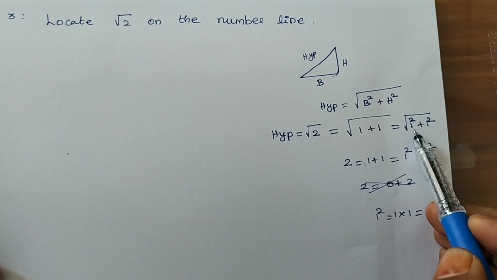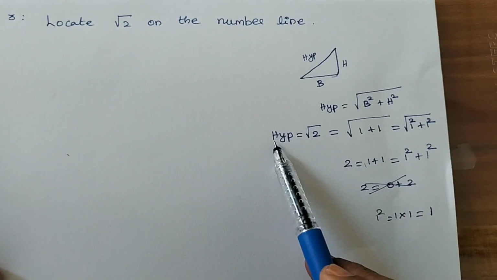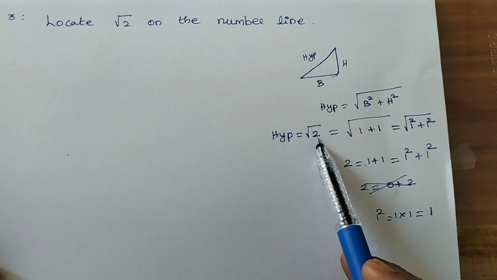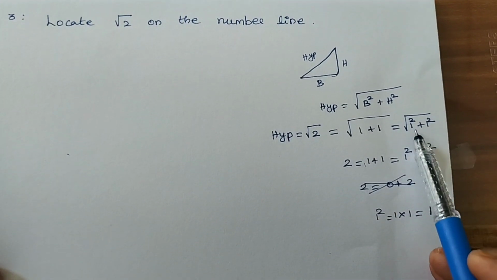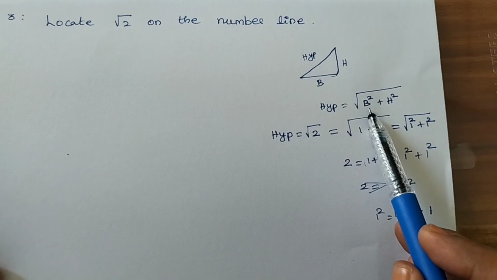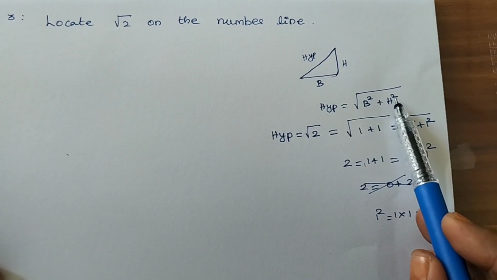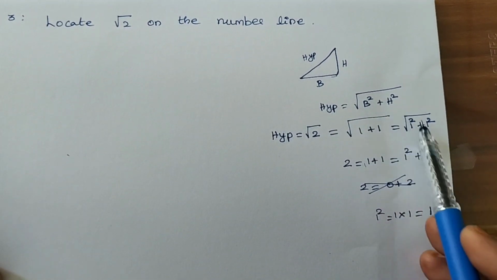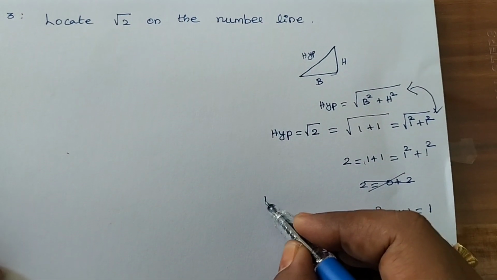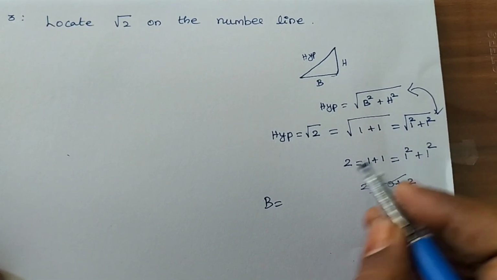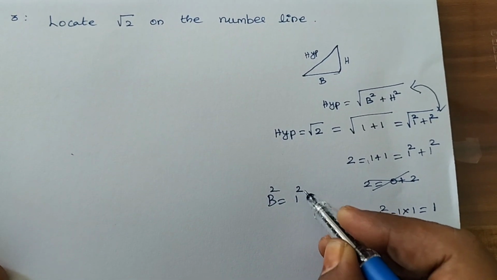Now compare this one and this one. I am taking hypotenuse equal to root 2, and this value is root of 1 square plus 1 square. One value is base square, one value is height square. So comparing this and this, what can I write? b square is equal to 1 square.